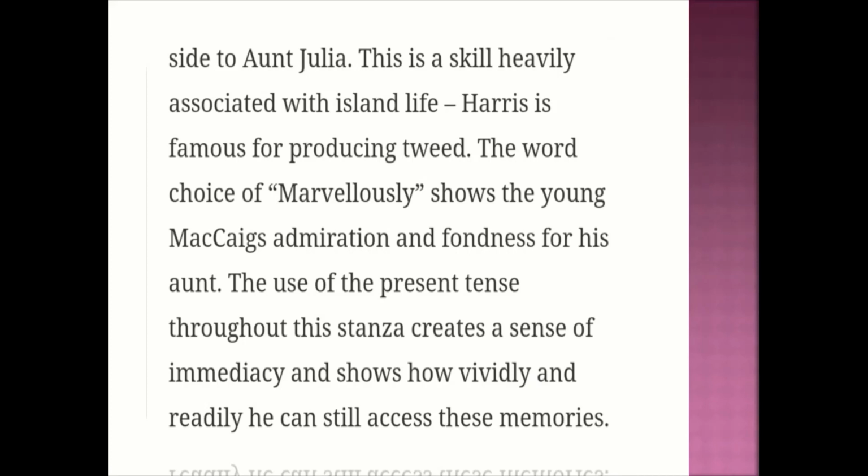The use of the present tense throughout this stanza creates a sense of immediacy. Immediacy means she continued doing this all the time, and shows how vividly and readily he can still access these memories.